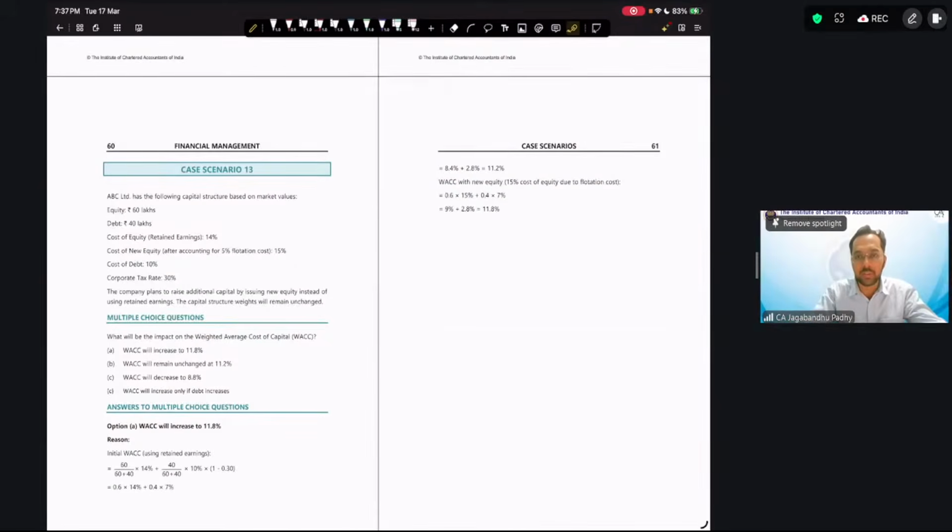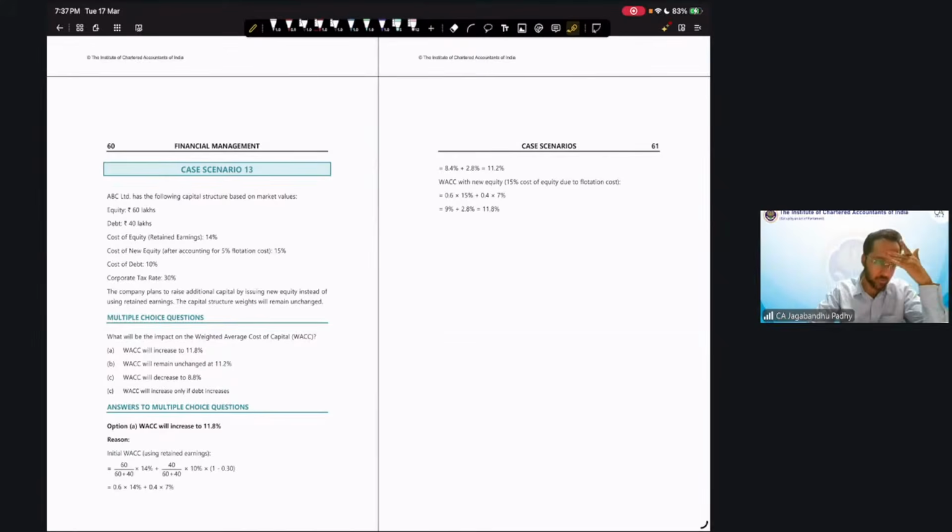So Kuldeep is asking, can you give some explanation about accounting for 5% flotation cost? Basically, when you're issuing new equity shares, you need to also incur expenses for flotation cost. So those flotation costs have been considered when we calculated the cost of equity.